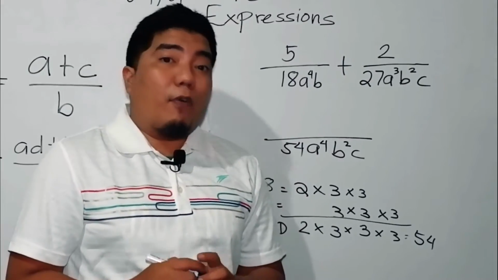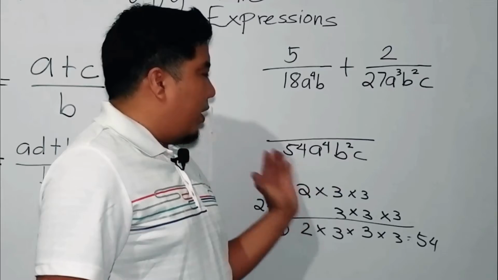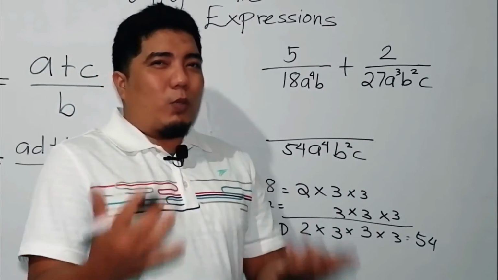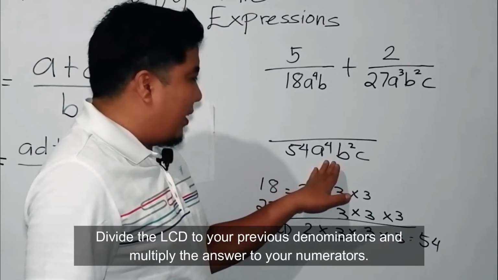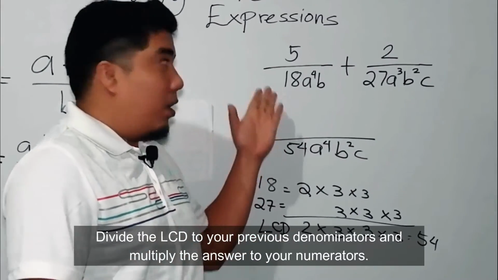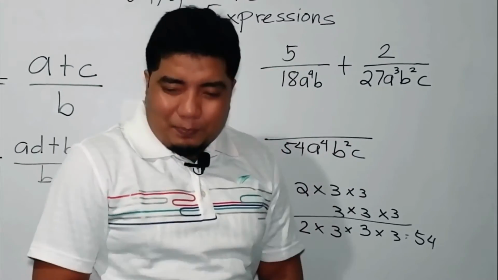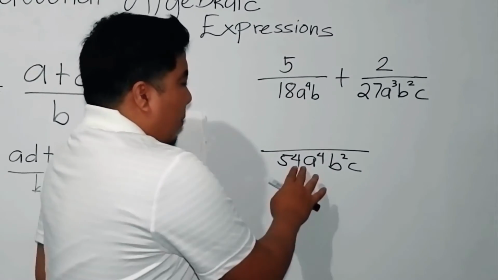This is only applicable for our monomials. Okay, now we have our LCD here. What we will do is divide this LCD by our previous denominators, and the answer will be multiplied to the numerator. Okay, sounds easy, right? Now, let's do the process.